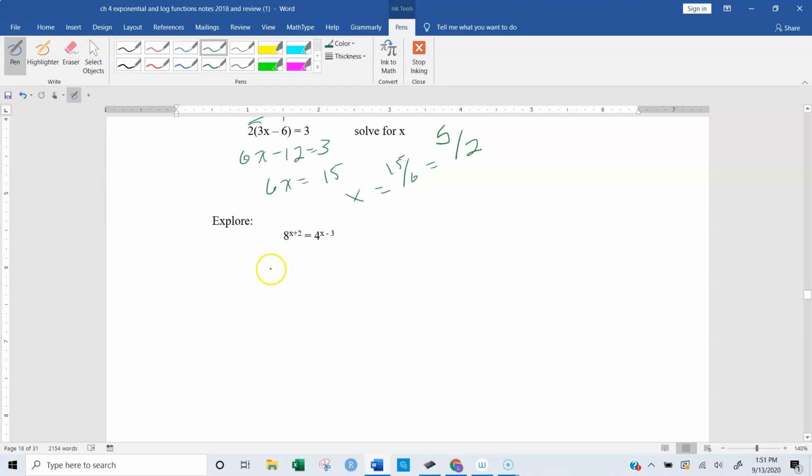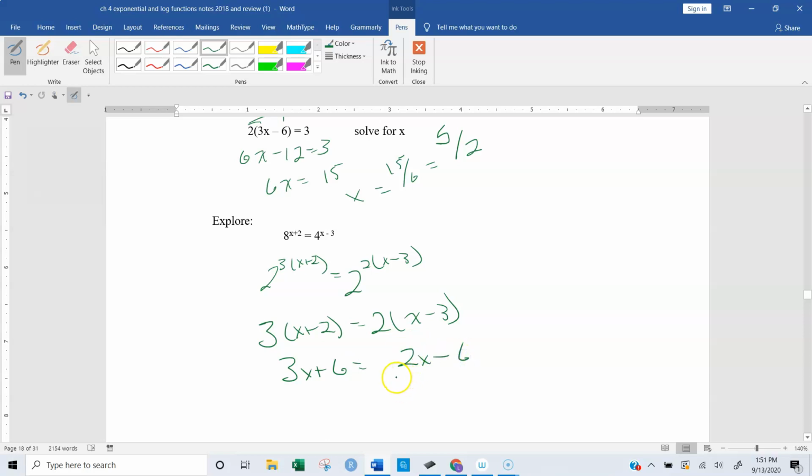Like bases, you should have had this was 2 cubed to the x plus 2. You should have said, hey, this is 2 squared, x minus 3. Okay, the 2's are the same, so the exponents are equal. 3 times (x plus 2) equals 2 times your x minus 3. Do your distribution. Subtract your 2x and subtract your 6, so you get x equals negative 12. I hope you did a good job. All right, now let's go on.